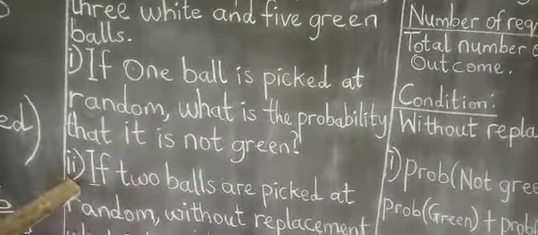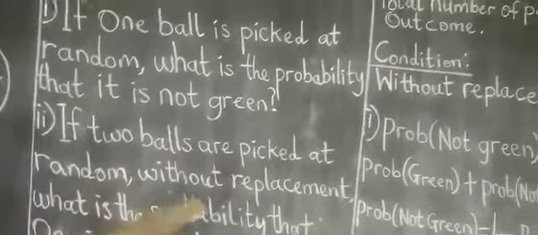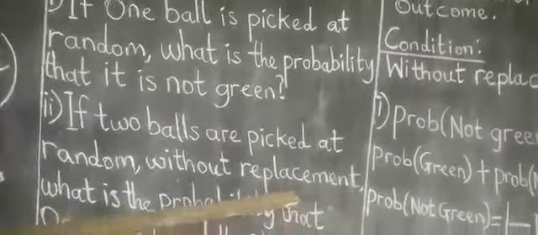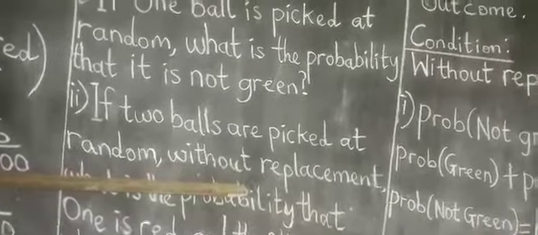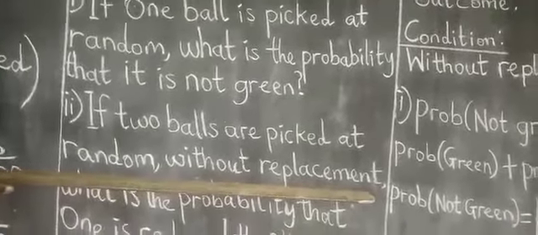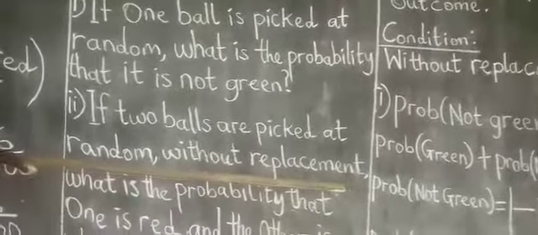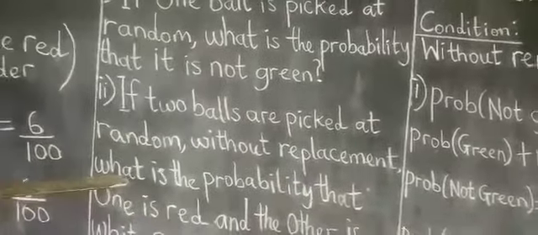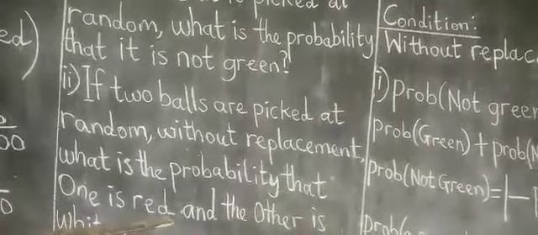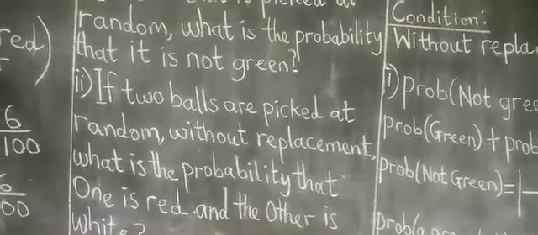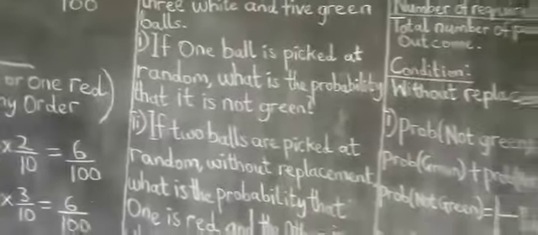Roman 2. If 2 balls are picked at random without replacement, I want to lay more accent on this condition. Without replacement. What is the probability that one is red and the other is white? Yes, we want to solve that question.